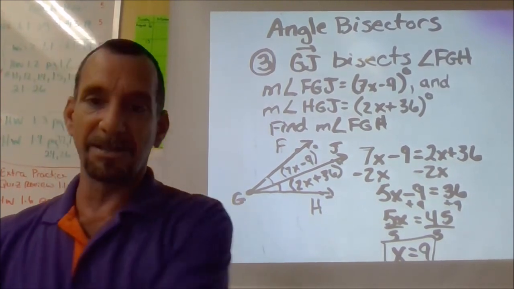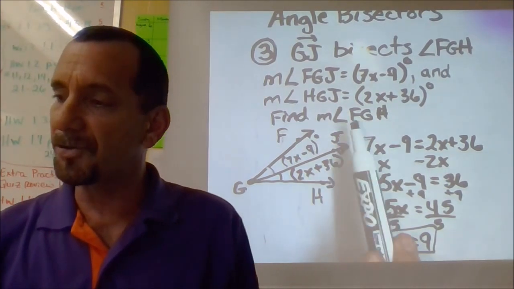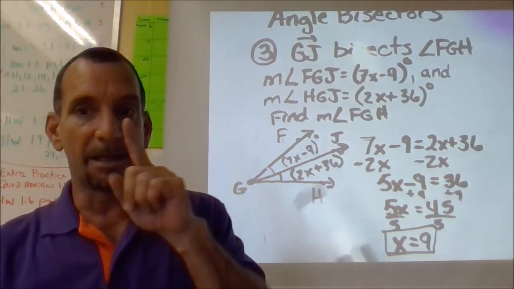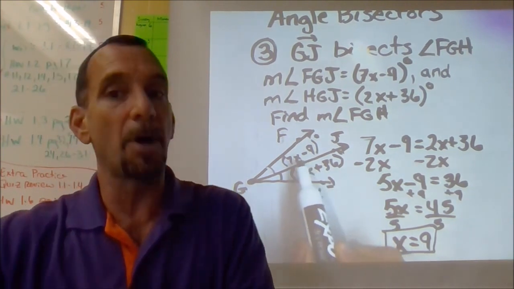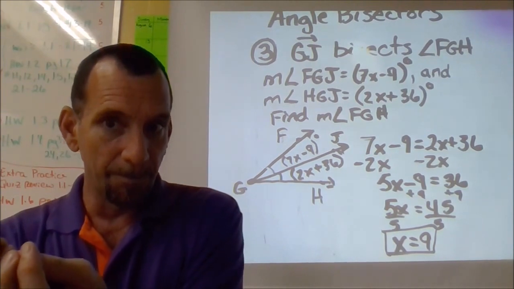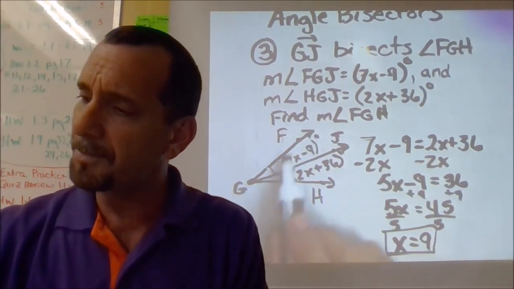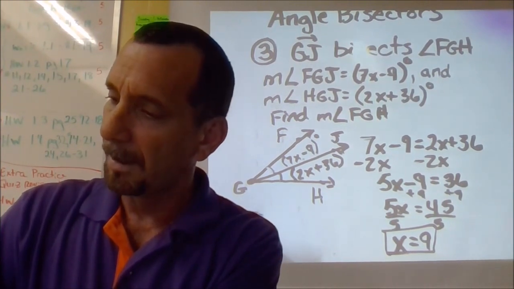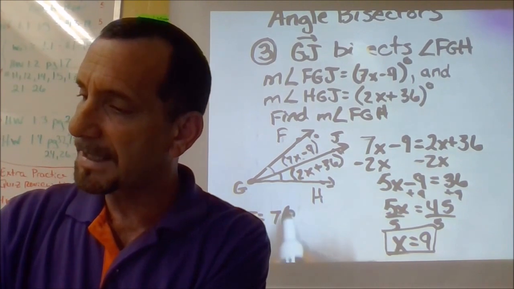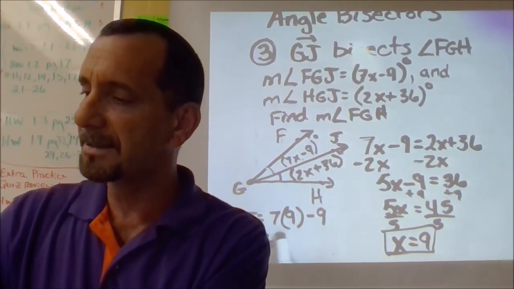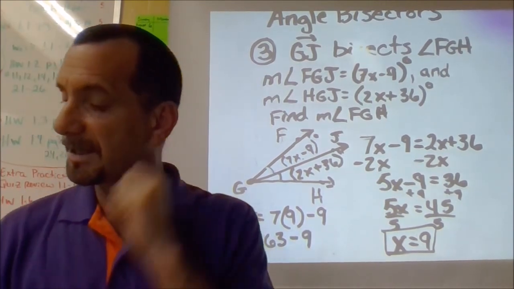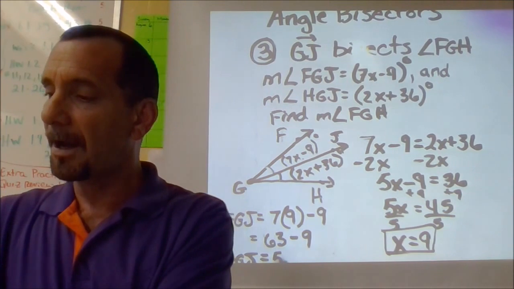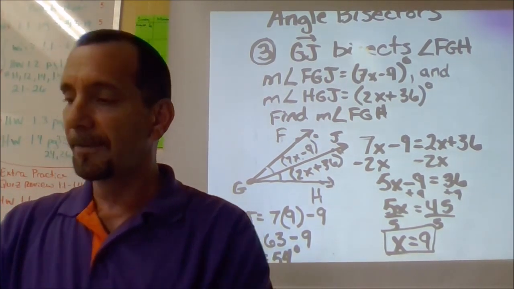So now we're going to take that x equals 9, and here's a little bit of a tricky part. They're asking for the measurement of FGH, so they want the entire angle. Now you got 3 points if you substituted x and got one of the smaller angles, but forgot to double that angle. You've got to double that because they're asking for the total. So I'm just going to pick one of those angles, let's say FGJ equals 7 times 9 and then subtract 9. That's 63 minus 9. And what is 63 minus 9? Angle FGJ equals 54 degrees.